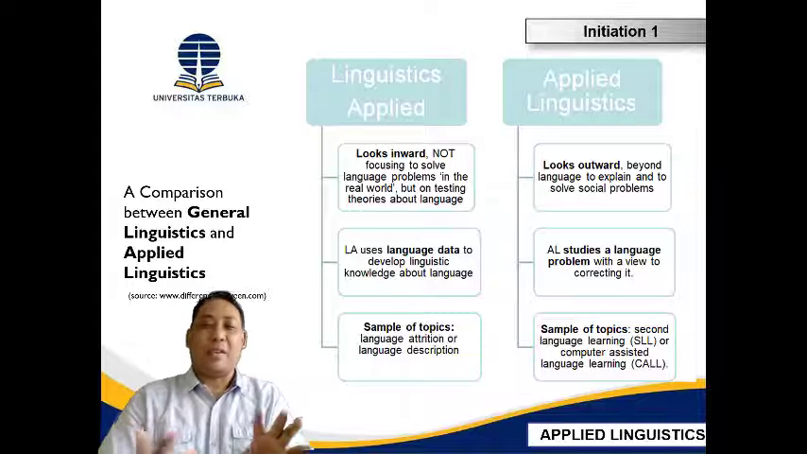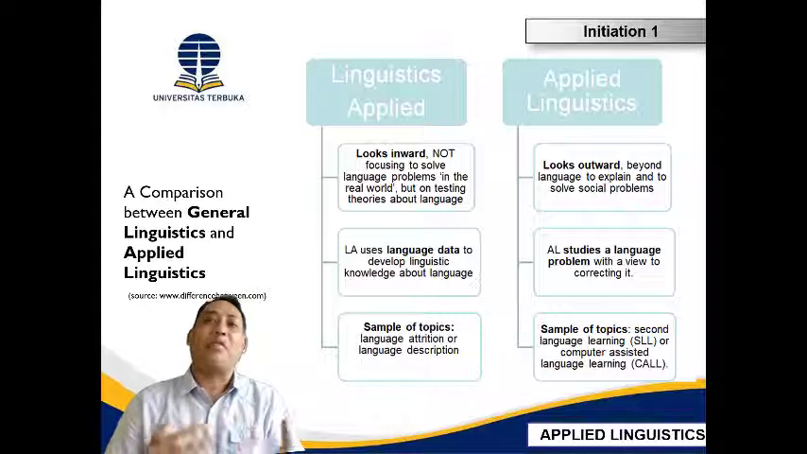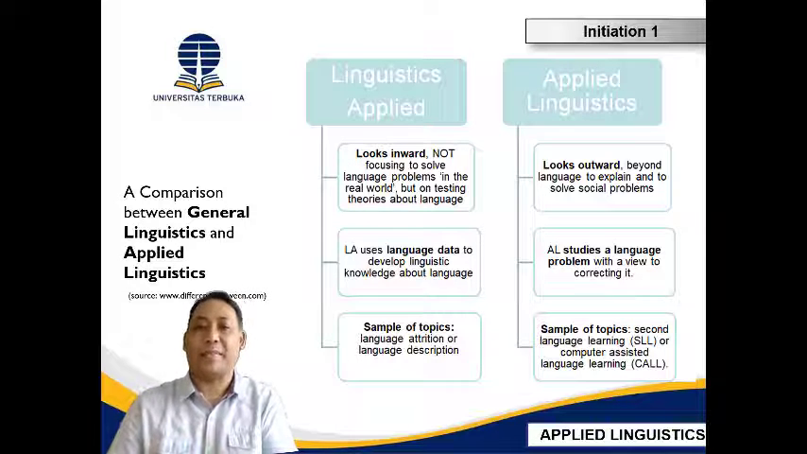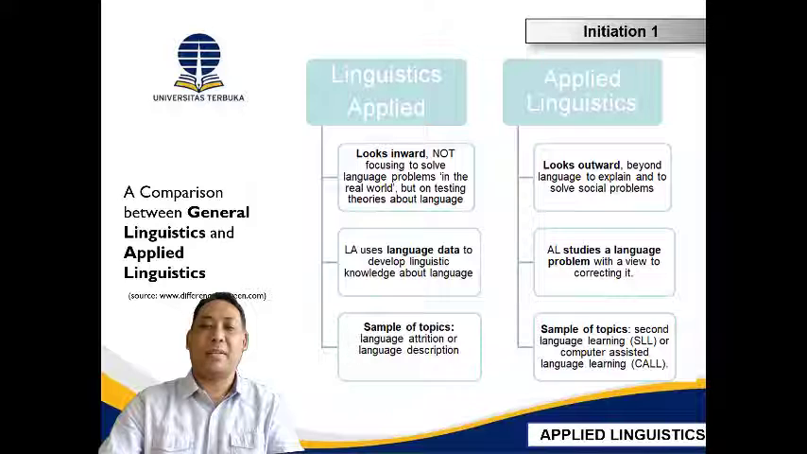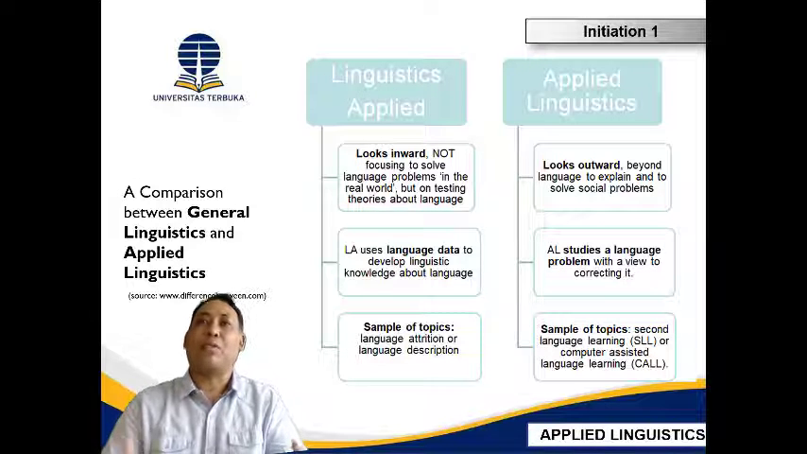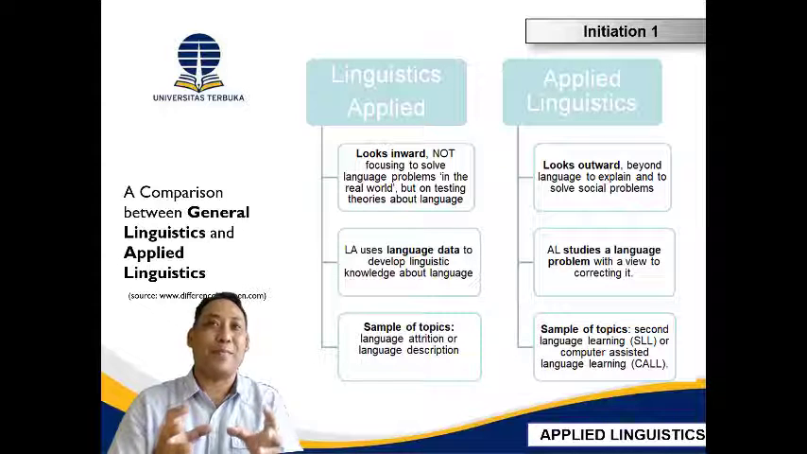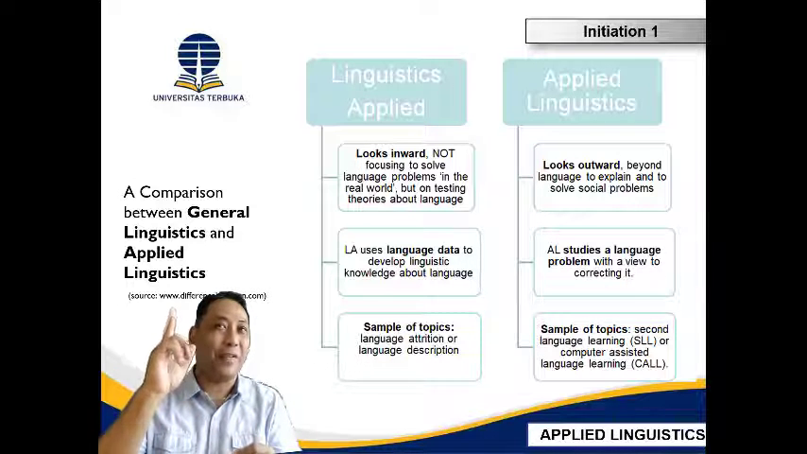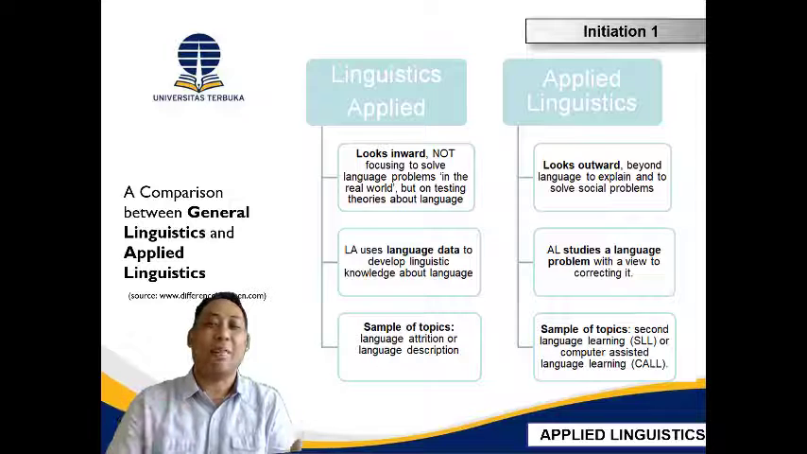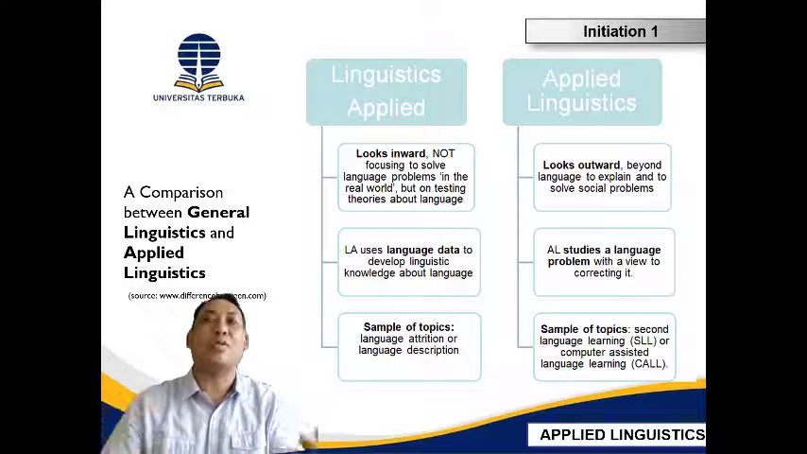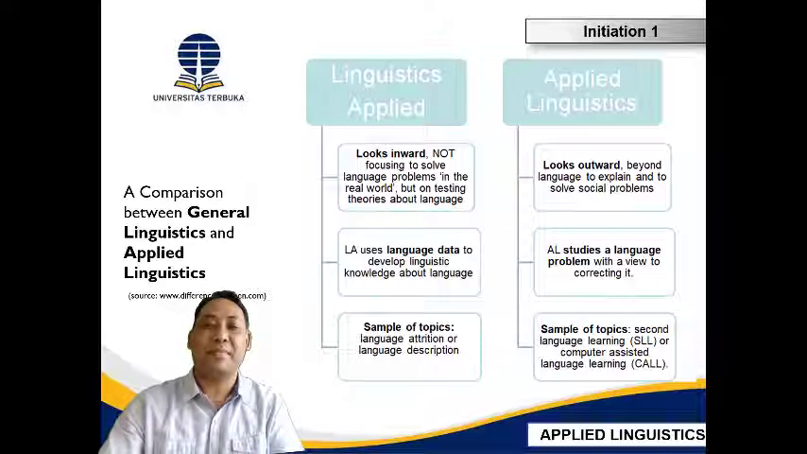We can also see from here a comparison between linguistics applied and applied linguistics. For example, in linguistics applied, we look inward, inside, not focusing on solving problems. Now, this is the key for applied. Applied in this case looks outward. They look at what is the issue, what is the problem, and then they would like to solve the problem itself.